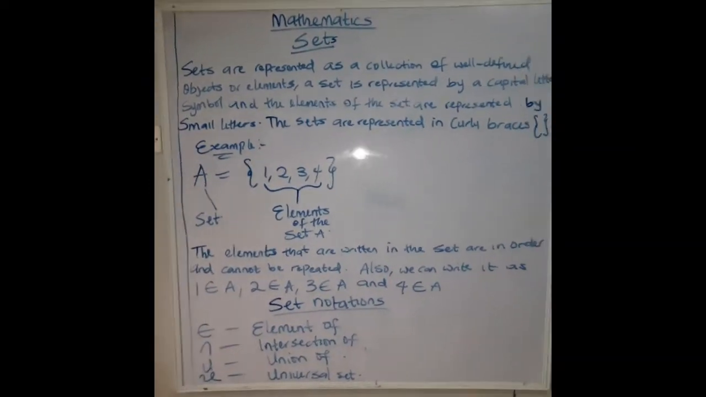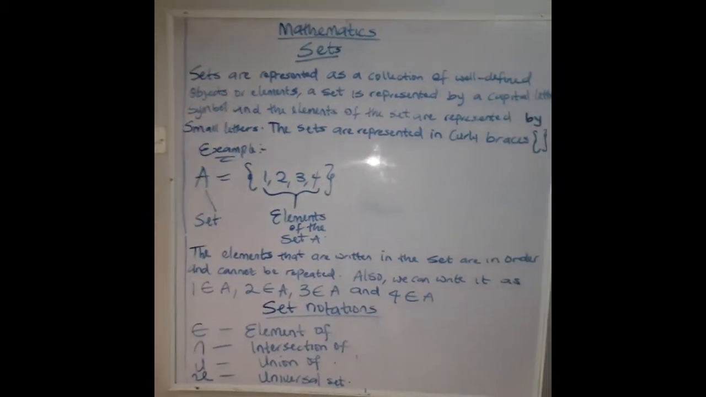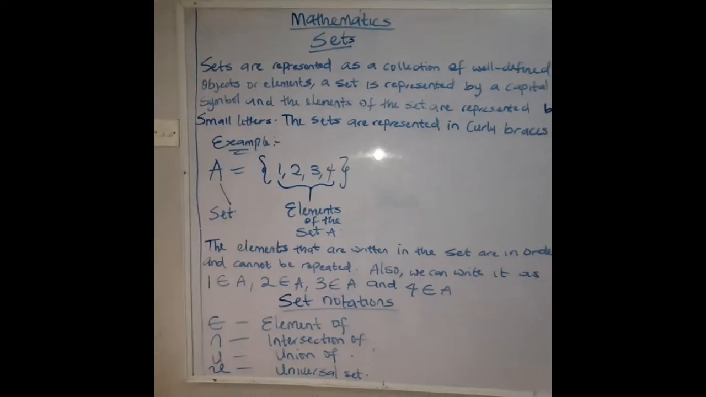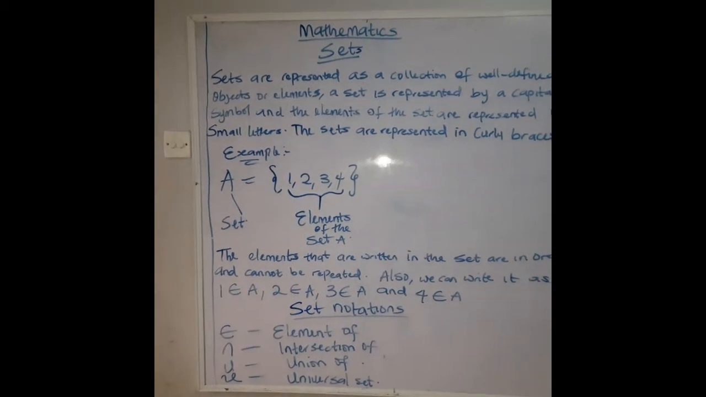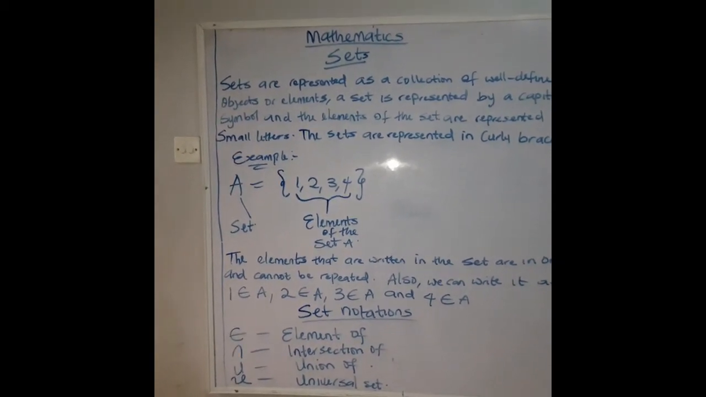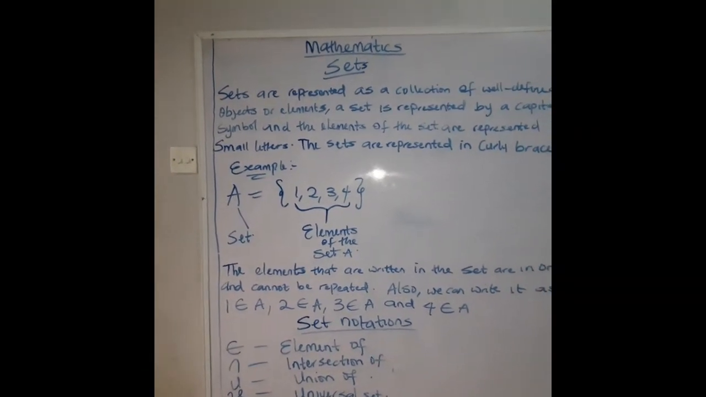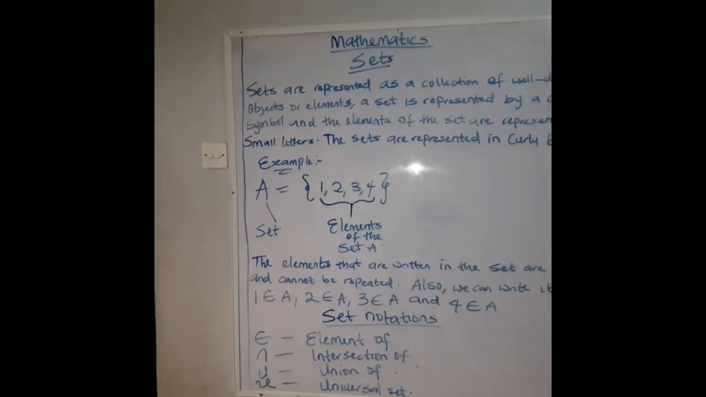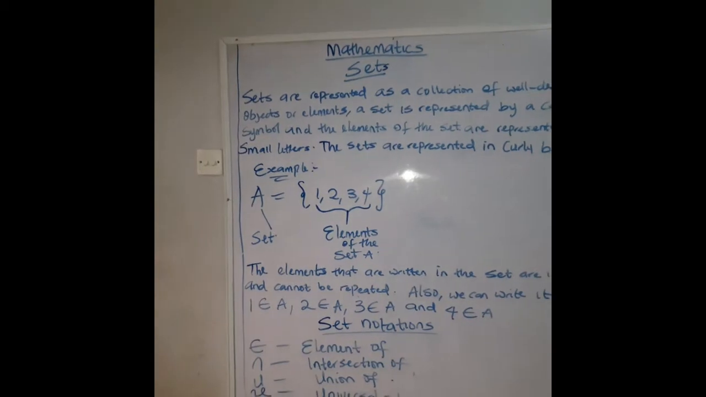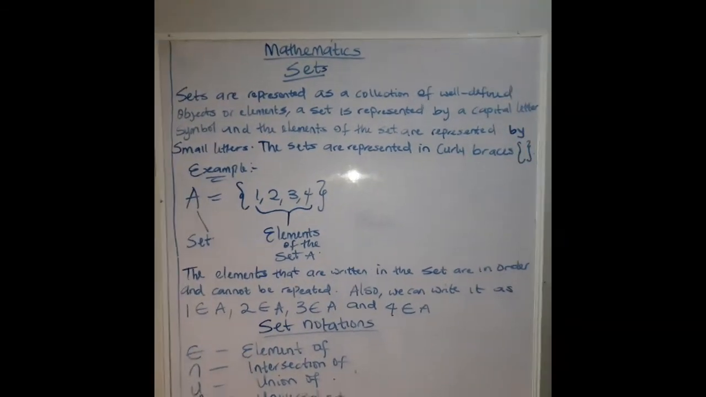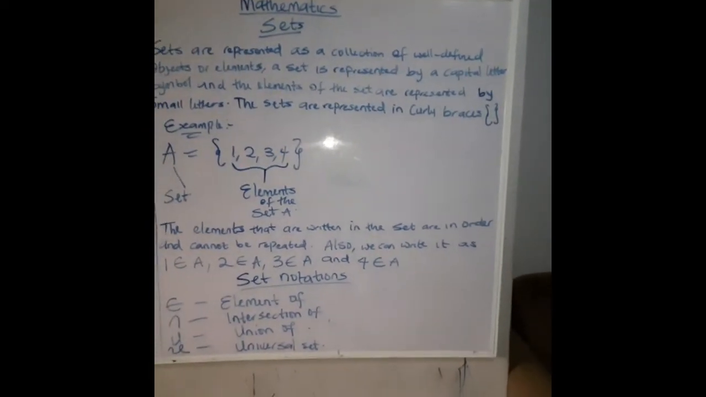For example, furniture is a set. Let us take furniture as an example. Furniture is a set, while tables, chairs, wardrobes, cupboards are elements of a set. Elements of a set means the things that are found in a set. So the elements of furniture are tables, chairs, and every other thing that can be made using wood. So that's what we understand by elements and sets.